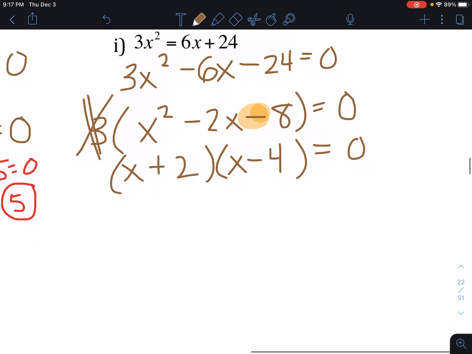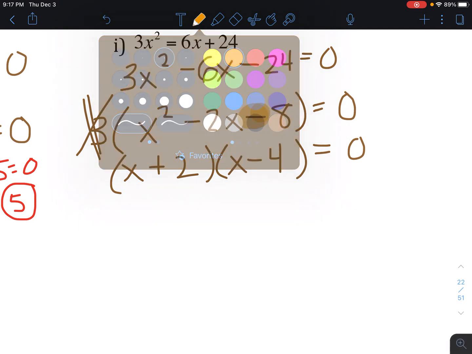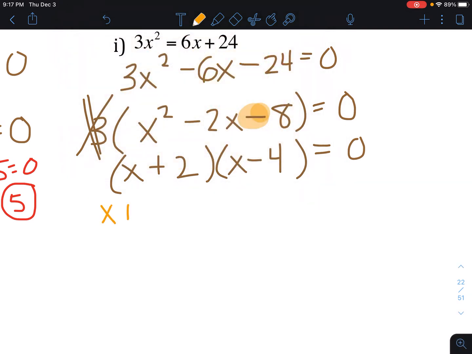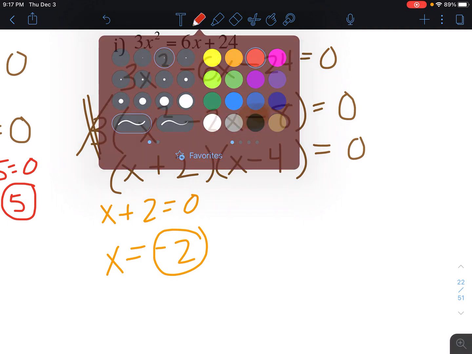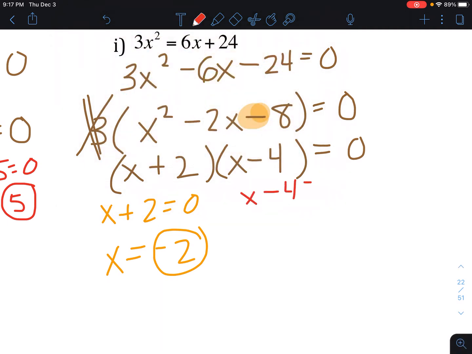So that was just a little recap from the other day. So I'm going to now get my two answers, now that it's factored. So x plus 2 equals 0. That answer is -2. And x minus 4 equals 0. So x has got to be 4.